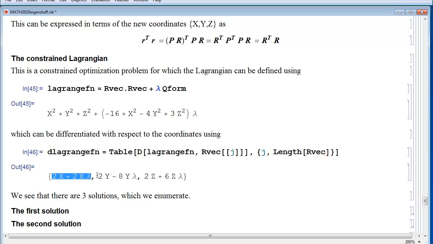So we can see that there are 3 fairly simple equations, and well, one of 2 things happens for each one. Either, well, let's suppose x is 0, then this is automatically satisfied, and this gives an equation for lambda, and then this gives an equation for z, which will give z equals 0. So and so on. So let's take the first solution.